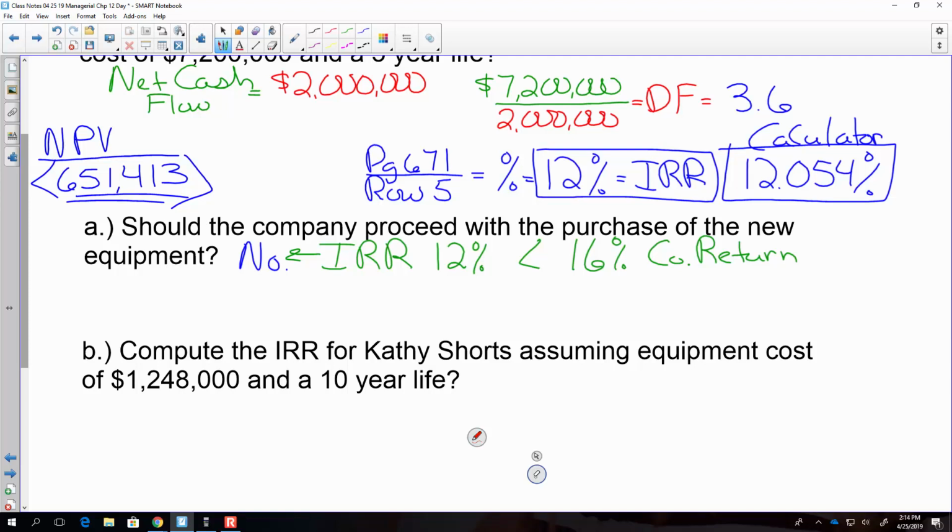We also found out that the net present value was negative. Both the net present value and the internal rate of return models will give you the same answer, to accept or reject. So if the internal rate of return is below the company's return, we reject it. If the net present value is negative, we reject it. The opposite is true, we would accept it either way. You need to know that for the exam.